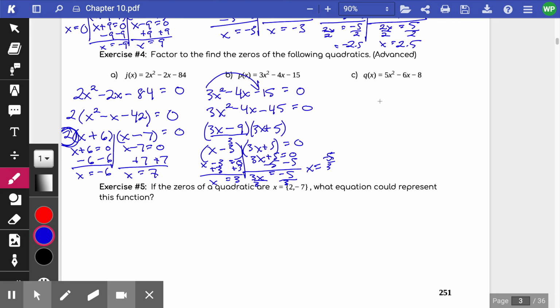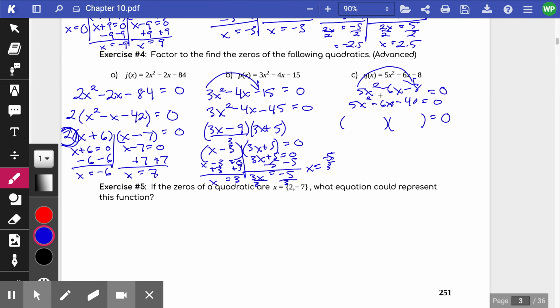Same thing for part C, we're not going to have a GCF. We're going to have to use the AC method. So again, 5x squared minus 6x minus 8 equals 0. We're going to begin the AC method by multiplying 5 times negative 8. I'll rewrite it as 5x squared minus 6x minus 40. And now I need two numbers that multiply to 40 and combine to get negative 6.